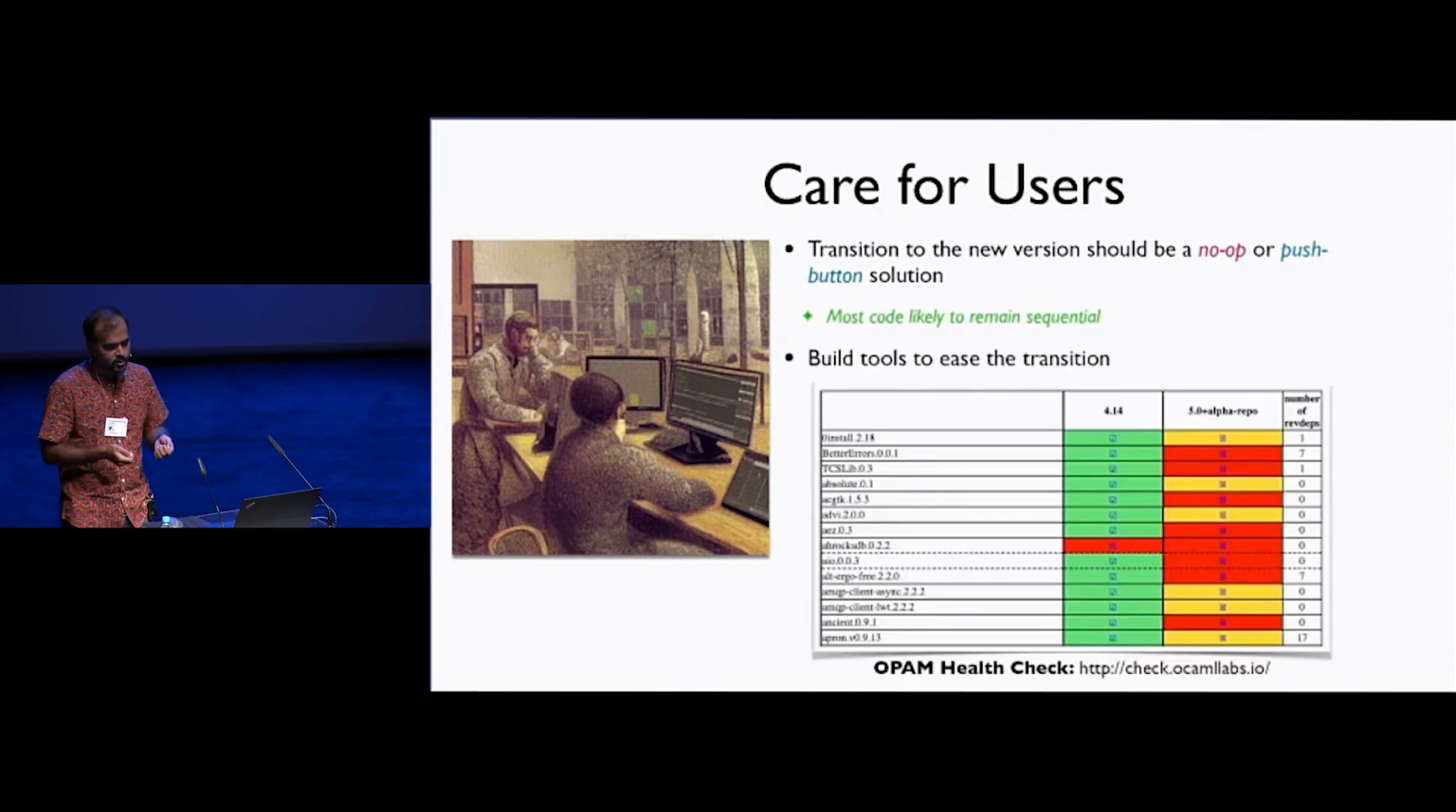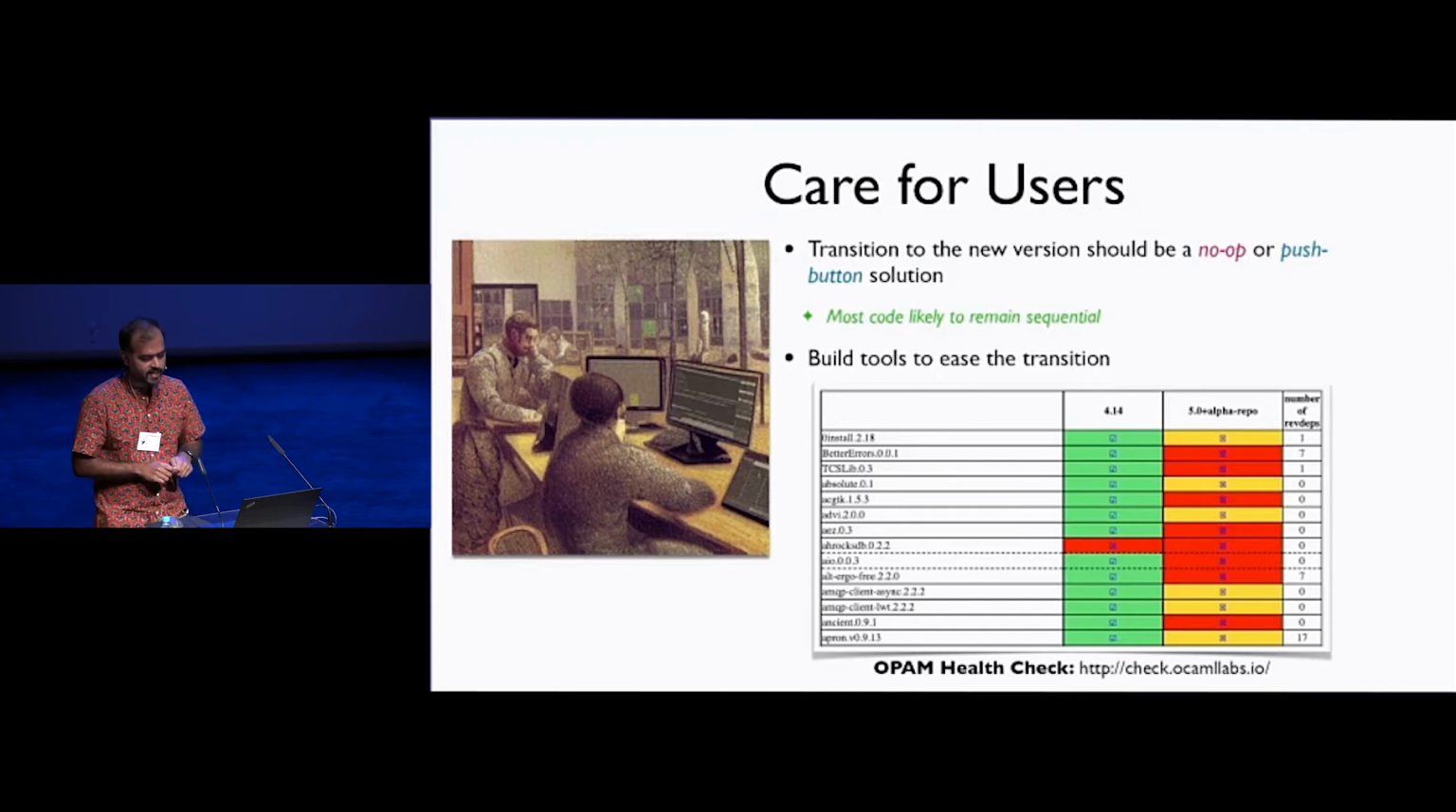Of course, for us, it was not a push-button solution. We did have to break features at the edges of the language. So one thing that we did was build this tool called OPAM health check. OPAM is the package manager for OCaml that includes all of the packages that you release on OCaml. What OPAM health check does is every week it builds the universe of OPAM packages on different compilers. Here I'm showing OCaml 4.14, which is the latest release compiler, and OCaml 5, whose alpha release is out now. So every green box indicates that that package builds.